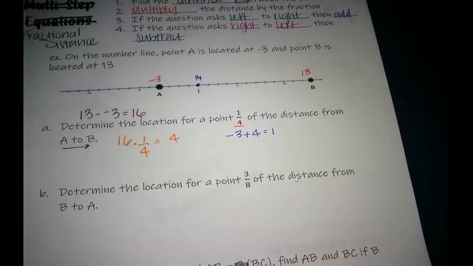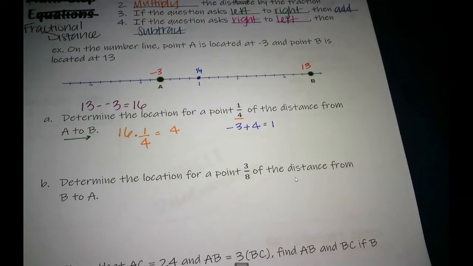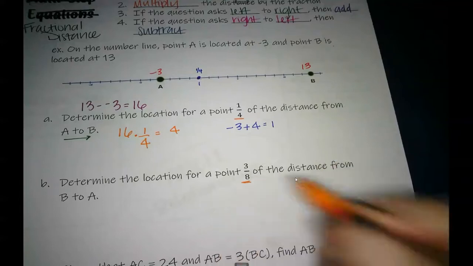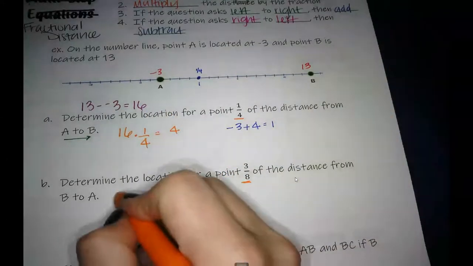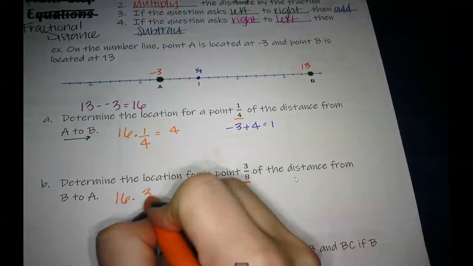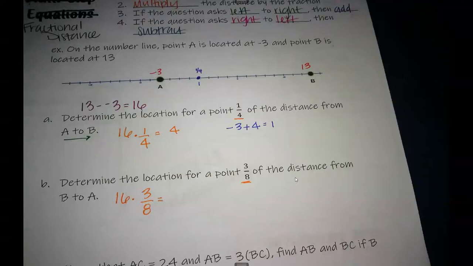All right, this other example says determine the location for the point 3/8 of the distance from B to A. So this is my fraction. We already know the distance is 16. So I'm going to take that distance times my fraction, 3/8. And when I do that math, I get 6.